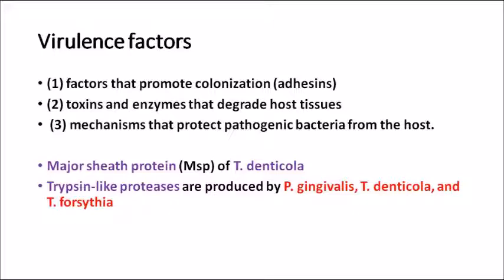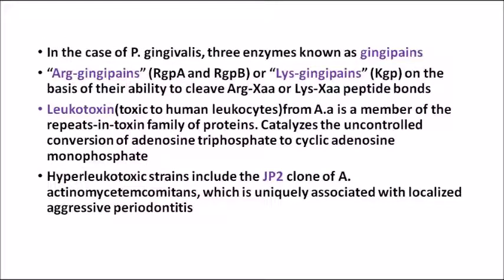Treponema denticola, which is part of the red complex, has its major virulence factor as major sheath protein. MSP, or major sheath protein, is a virulence factor of T. denticola. Now, trypsin-like proteases. This virulence factor is produced by P. gingivalis, T. denticola and Tannerella forsythia, or all the red complex bacteria. P. gingivalis specifically produces enzymes known as gingipains.